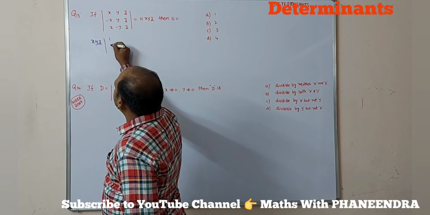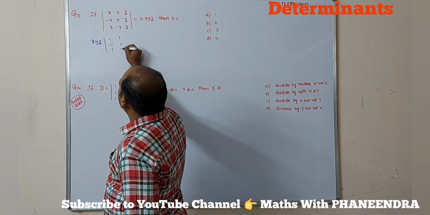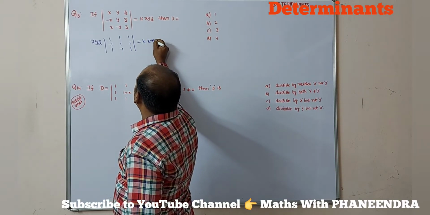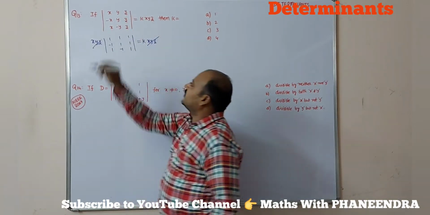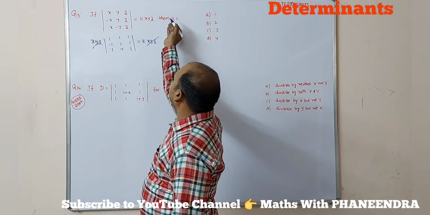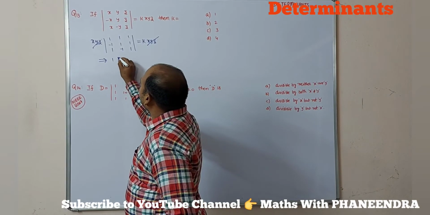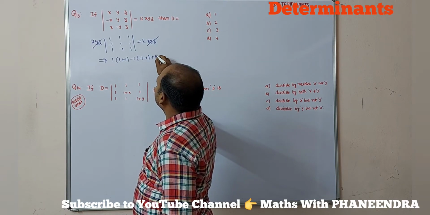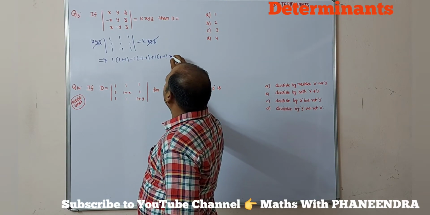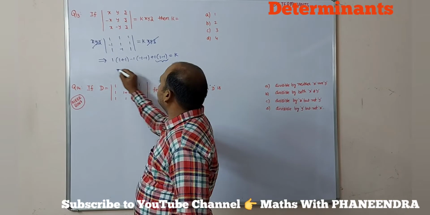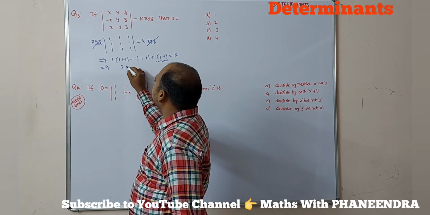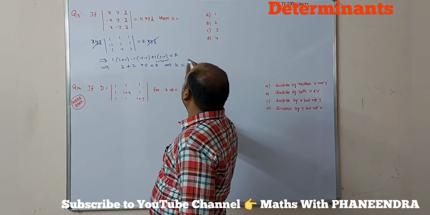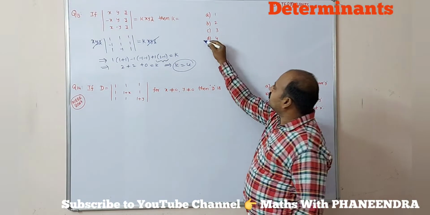So the rest of the terms is 1 minus 1, 1, 1, 1 minus 1, 1, 1, 1 equal to k times xyz. The xyz on both sides get cancelled. So if you find the determinant, the k value will come. So 1 into (1 minus of minus 1), minus 1 into (minus 1 minus 1), plus 1 into (1 minus 1) equal to k. This value is 0. So 2 minus 2 into minus 2, plus 2, plus 0 equal to k. That implies k is equal to 4. I hope you understand this, students.